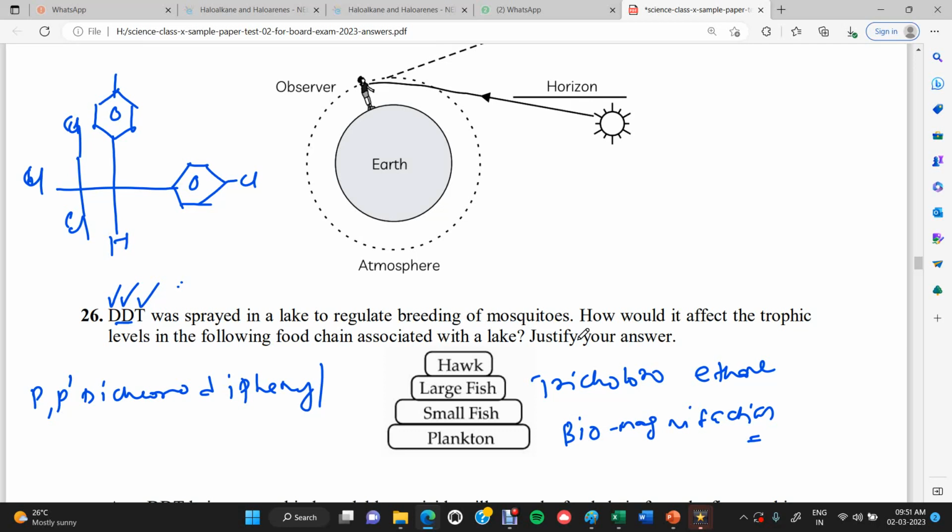The DDT is absorbed by the planktons, right? And small fishes eat the planktons, so that is transferred to the small fish. And the large fish eats the small fish, so that is transferred to the large fish. And the hog eats the large fish, so that is transferred to the hog.